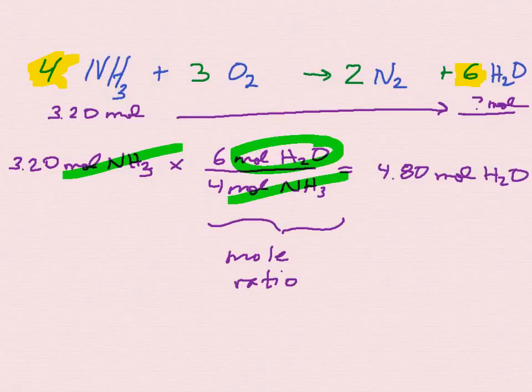Is it reasonable? Well, if you had 4 moles of ammonia, you would get 6 moles of water. If you have only 3.2 moles of ammonia, then it goes without saying you're going to have less than 6. And 4.8 seems very reasonable.